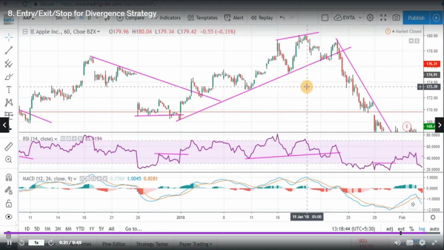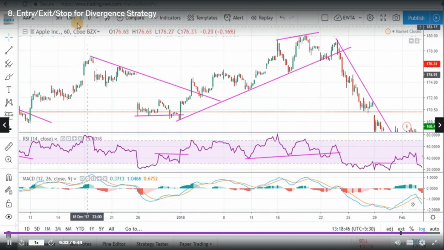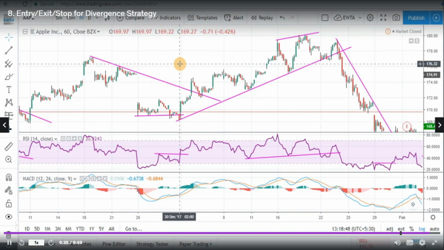So for positional trading we will see the divergence on hourly time frame. For intraday trading we will see the divergence on 5-minute time frame. For swing trading we will see the divergence on 15-minute time frame.